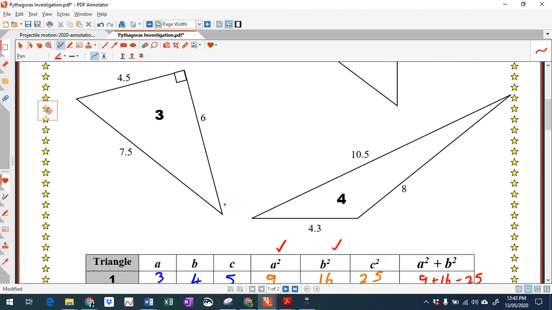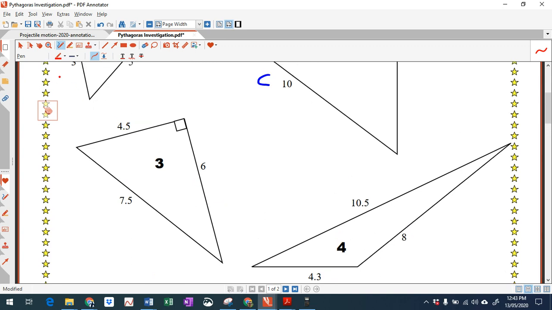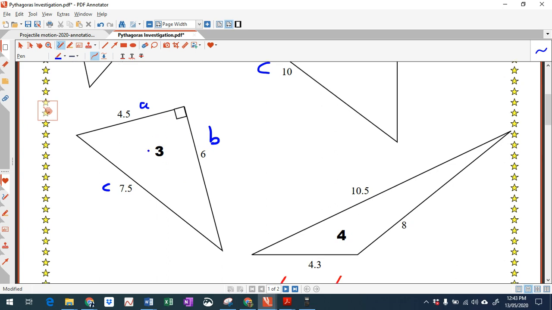Next triangle is triangle 3. So let's label the sides A, B, and C again. Now remember, C has to be the longest side. Here is C. And the other two sides, A and B. This time I'm going to call this A and this one B, but you can have that in a different order if you want. Now, let's put that into the table.